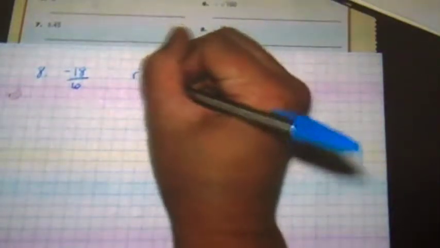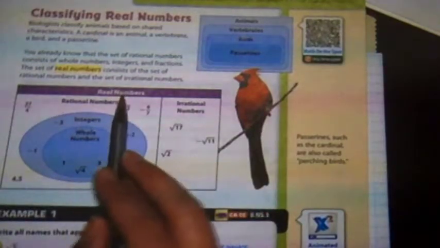Any number that I have in this class is going to be a real number, so I'm starting off with a real number for sure. My next question then is, I go down and look at this chart here on page 15. I know it's a real number. Now I've got to decide if it's rational or irrational.